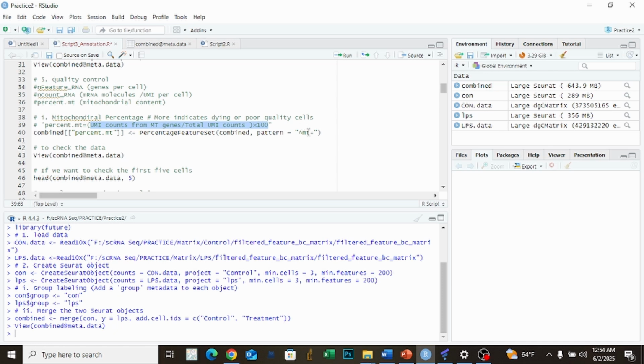Here we use MT. MT indicates those genes which are related to the mitochondria. If the data belongs to human, we need to capitalize this MT. If data belongs to mice, we can use small letters. So you must keep that in mind. Let's run.